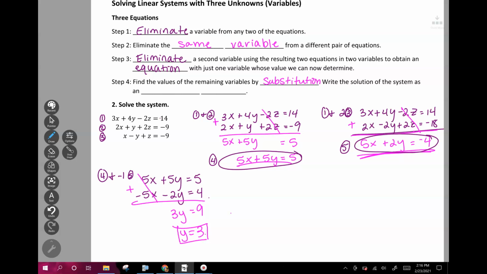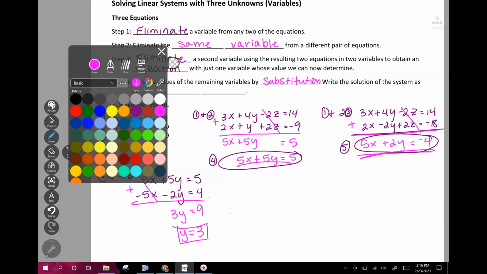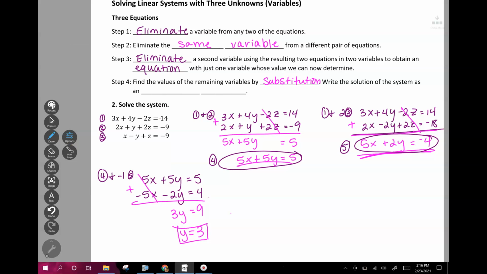Okay, so we're going to substitute that 3 back into either equation 4 or equation 5. I'm going to substitute the 3 back into either of those equations. So I have 5x plus 5 times 3 equals 5. 5x plus 15 equals 5, which means 5x equals negative 10. So x equals negative 2.